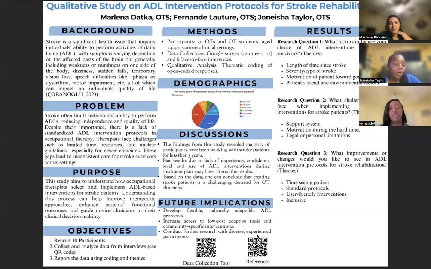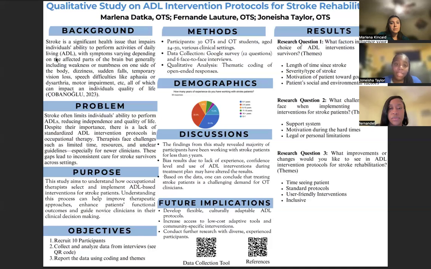The method for our qualitative study was to gather 10 participants. We actually gathered 30. They had to be OTs or OT students, most of them aged between 24 and 50 years old, and they could have been in various clinical settings. The data collection tool that we used was a survey generated on Google Forms. There were 12 questions; nine of them were multiple choice, and three were open-ended. And then we also conducted six face-to-face interviews. The qualitative analysis was then coded and themed to generate the overall analysis of the paper.